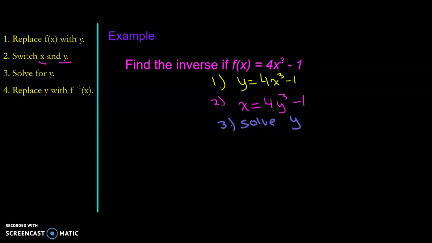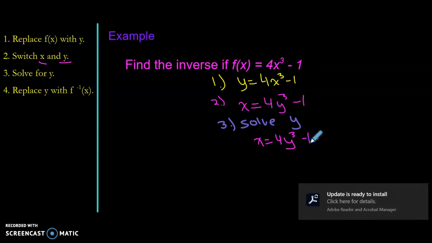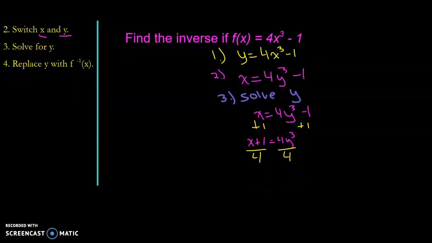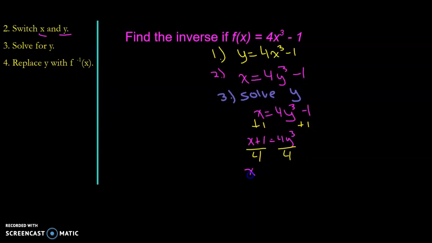How do we solve for y? First we add 1 to both sides. So now I have x plus 1 equals 4y to the third power. Remember, we want y by itself, so we divide by 4. I'm just going to write it over the whole thing. Now I have x plus 1 all over 4 equals y to the third power.